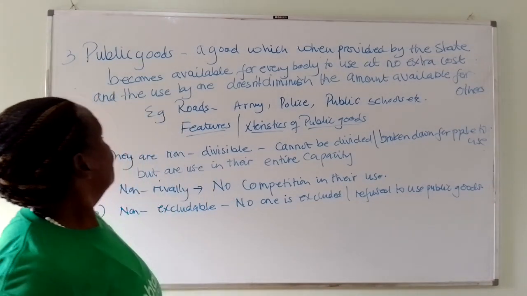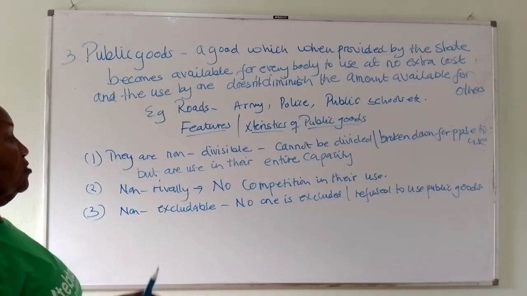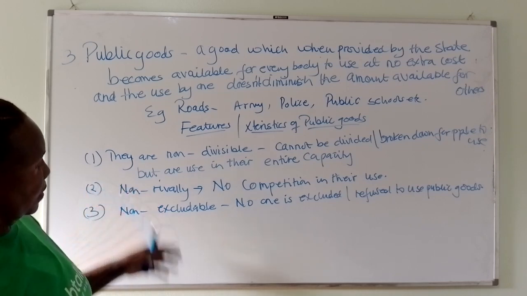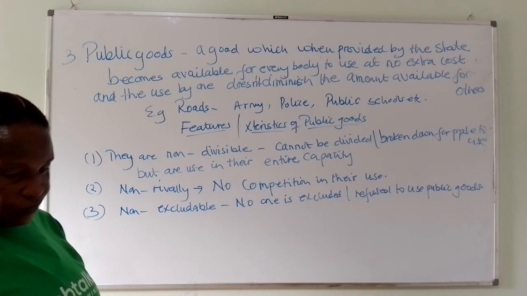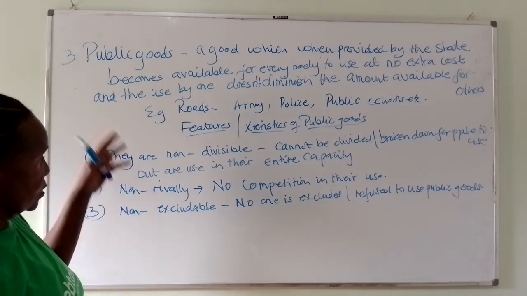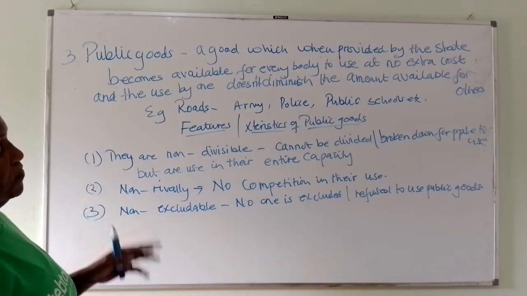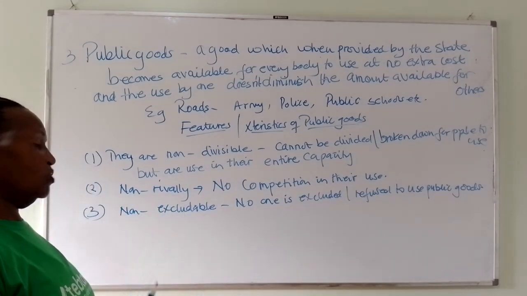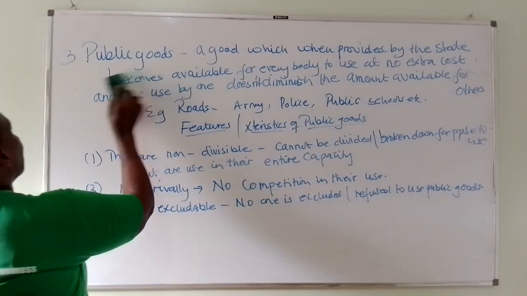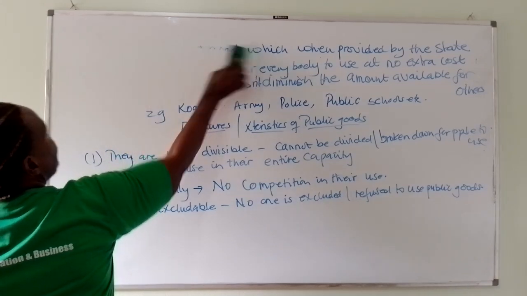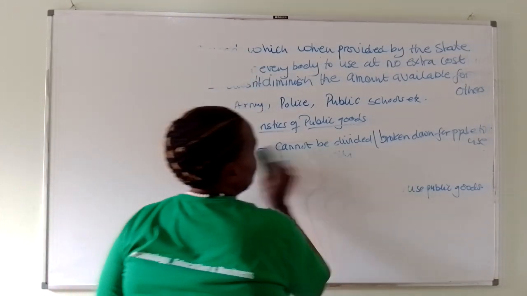So those are the public goods. These are their features. You cannot divide a road, you cannot divide a hospital, you cannot divide a public park, saying this side is for this and that side is for that, no way. So you use them in their wholeness, in their entire capacity. No rivalry, you don't compete for their use, saying that I've used it more, no way. And nobody is going to be excluded. So that is type of good number 3, which are the public goods.